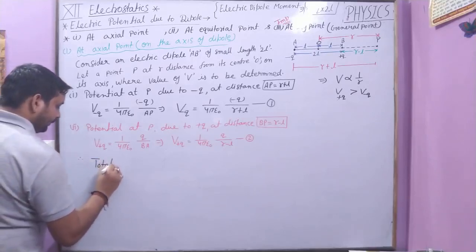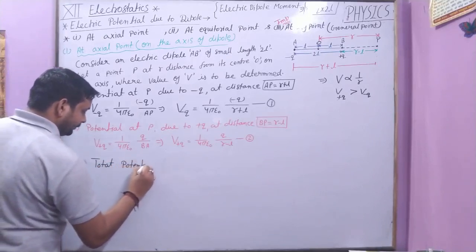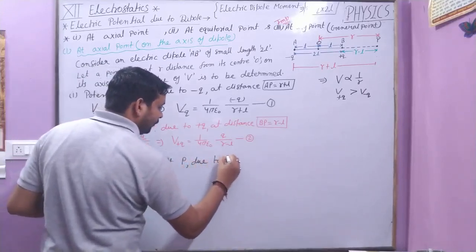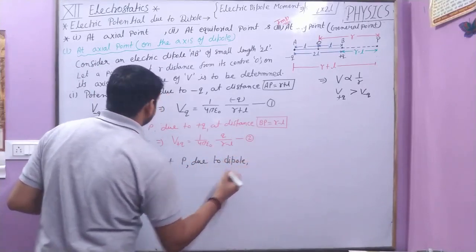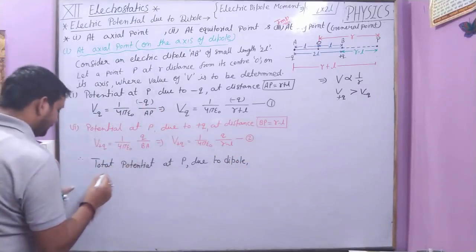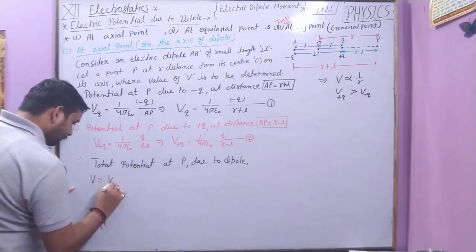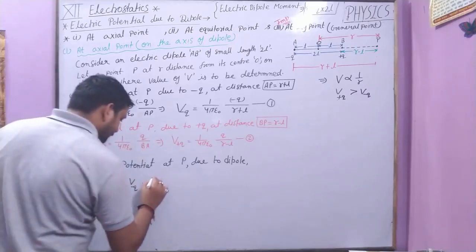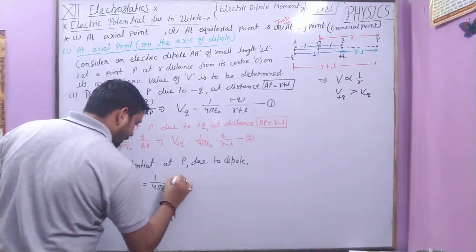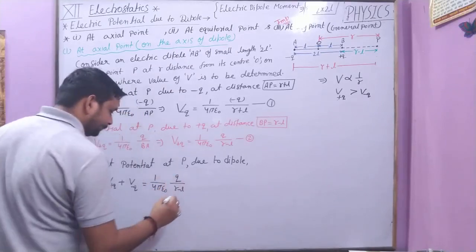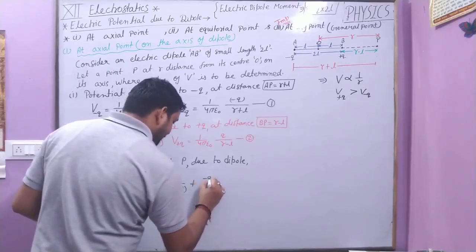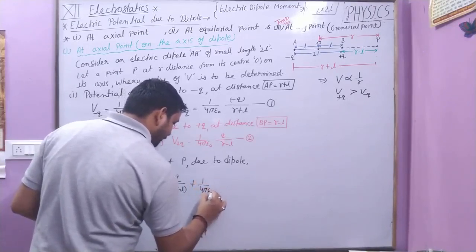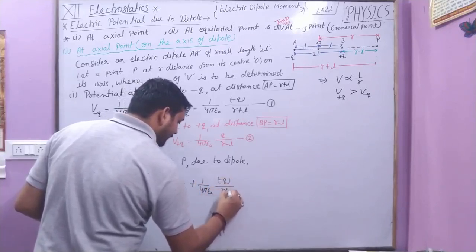Therefore, the total potential at P due to the dipole is V equal to V plus Q plus V minus Q. By putting these values, 1 upon 4 pi epsilon naught Q upon R minus L plus 1 upon 4 pi epsilon naught minus Q upon R plus L.